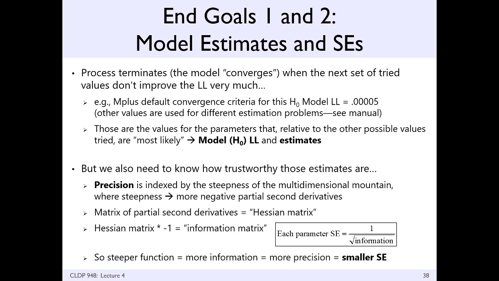So each person's set of item responses gives them a height based on the predicted covariance matrix for the sample. We sum all of those heights together and we get one giant height. And that giant height in Mplus has a special name. It's given as the model H0 log likelihood.